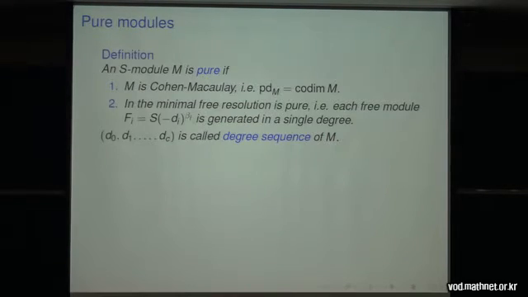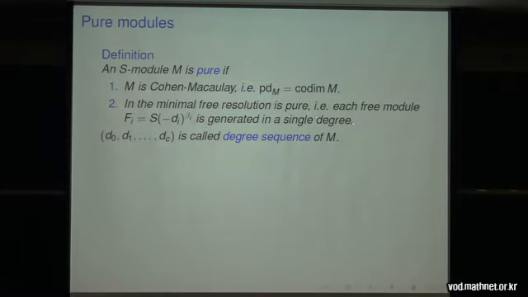So, pure modules. An S-module is called pure if it has a nice property: it's Cohen-Macaulay. Recall that means that the projective dimension, c, is equal to the codimension. And secondly, in the minimal free resolution, where normally I have many generators of different degrees, I only have generators in a single degree d_i. So I simplify the beta notation. Here should be beta_i comma d_i. I dropped the second index.